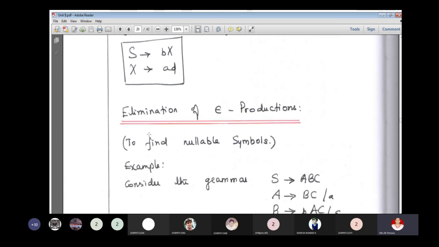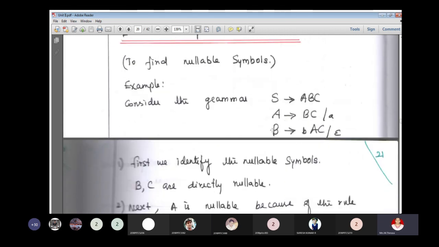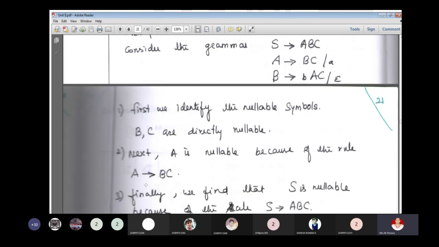And the next step is to eliminate epsilon production. Okay, that is to find out the nullable symbols. See here, you have P tends to epsilon. This is called epsilon production. So we'll be seeing the steps. First we have to identify the nullable symbols.